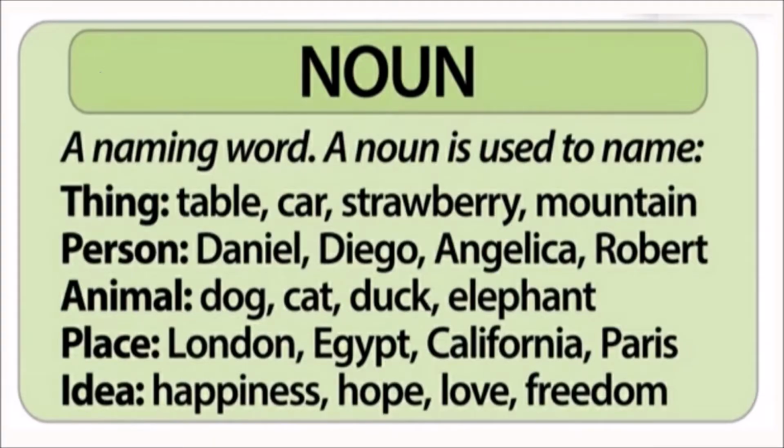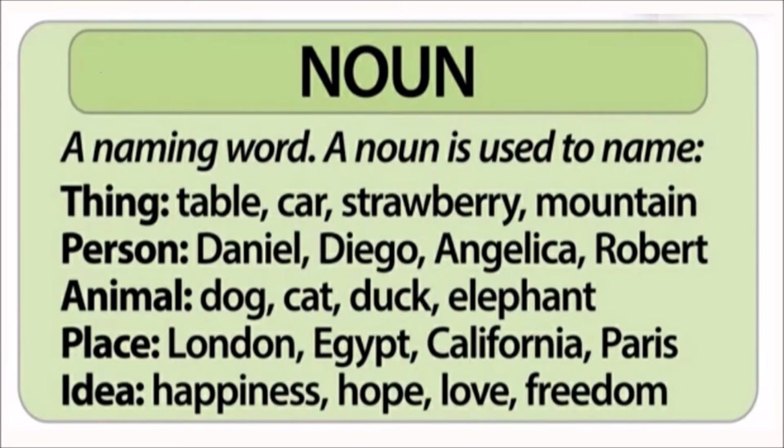A noun is a naming word. A noun is used to name a thing, a person, an animal, a place, or an idea. For example, we can name a thing: table, car, strawberry, mountain. These are all the names of things.